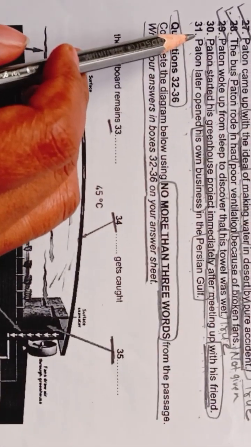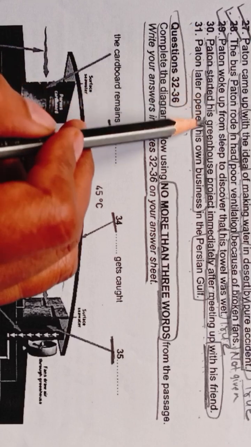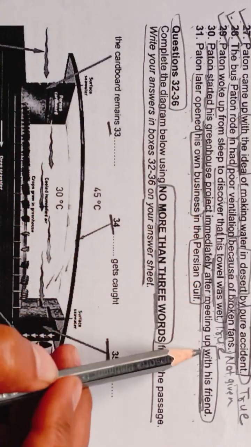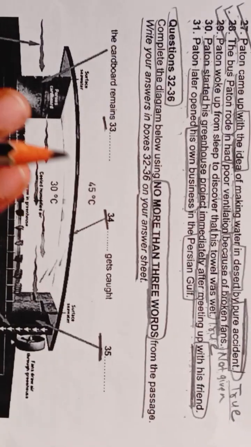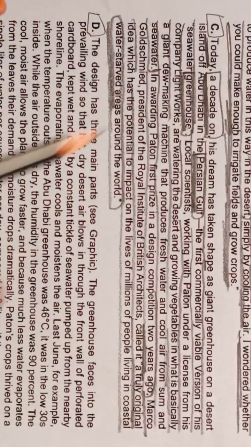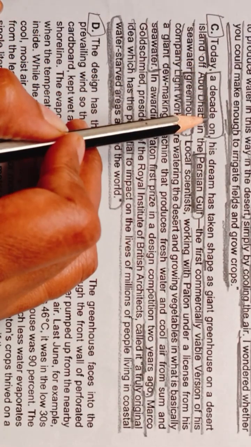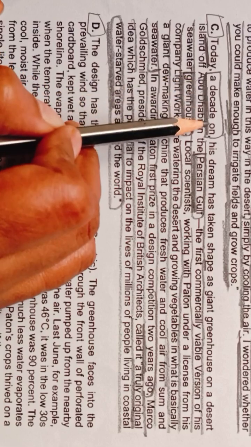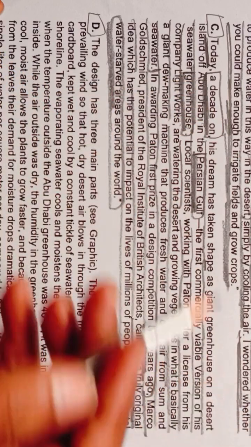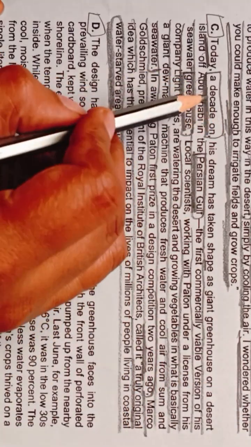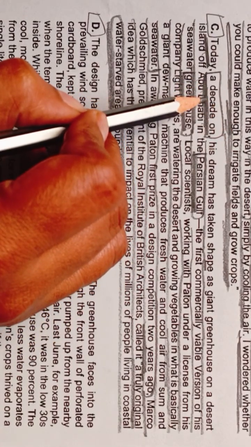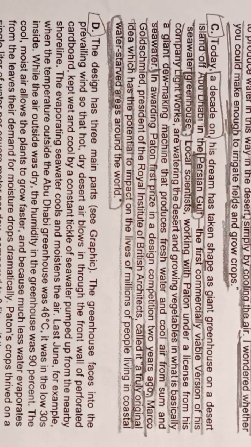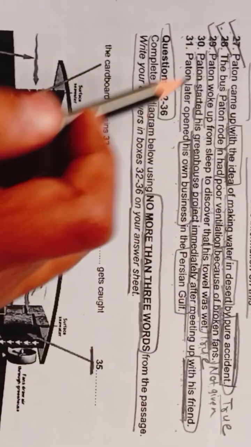So here what they are asking: Patton started his greenhouse project immediately after meeting up with his friend. But what we have seen in this paragraph is "today, a decade on". Not immediately, but a decade on, a long time after. A decade means 10 years, it is a long time. So both the statements are contradicting.